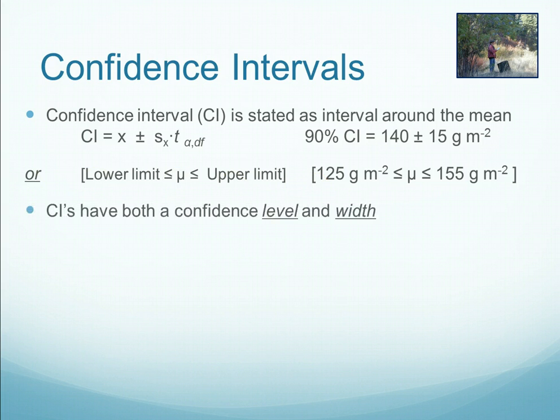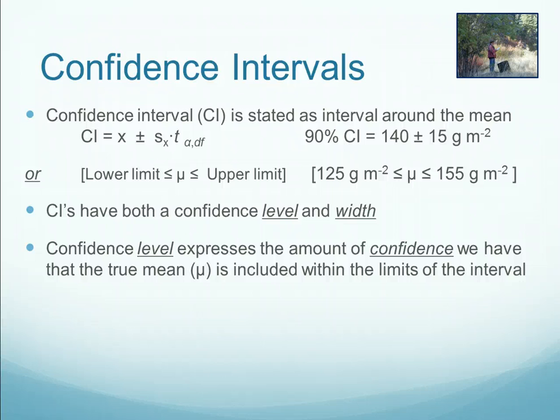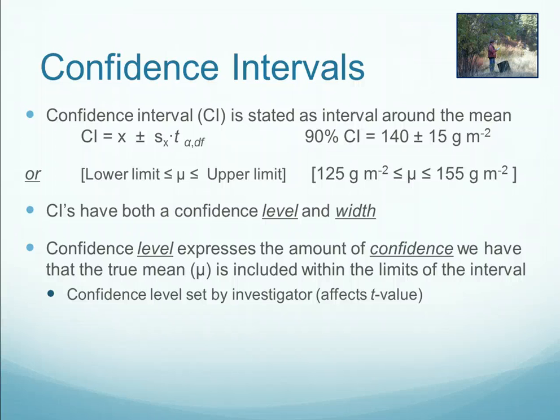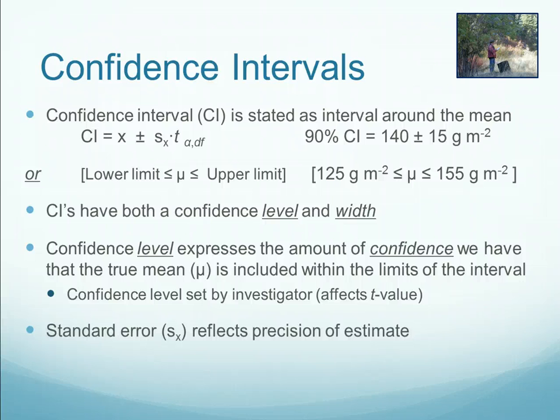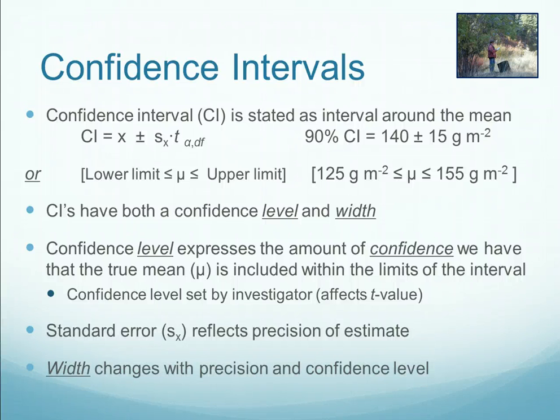Confidence intervals have both a confidence level and a width. The confidence level expresses the amount of confidence that we have that the true mean, mu, is included within the limits of the interval. The confidence level is set by the investigator, and it affects the t-value part of that term. The standard error, S sub x, reflects the precision of the estimate, and the width changes with both the precision and the confidence level.